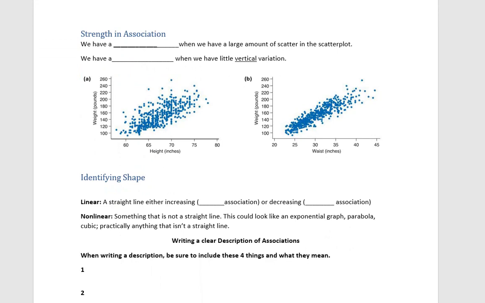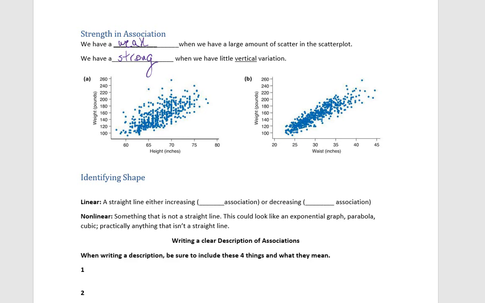Now, when we talk about the strength in an association, okay, what kind of strength are we going to have when we have a large amount of scatter in the scatter plot? Well, that is going to be a weak association. Whereas if we have very little variation, then that means that these two things are strong. That means you can use one very easily to predict the other.